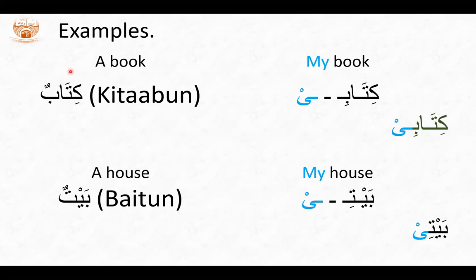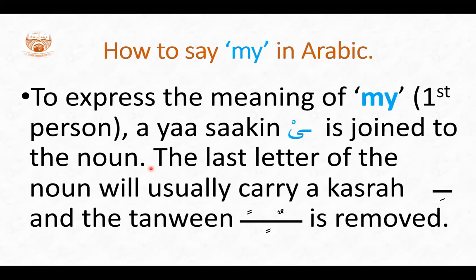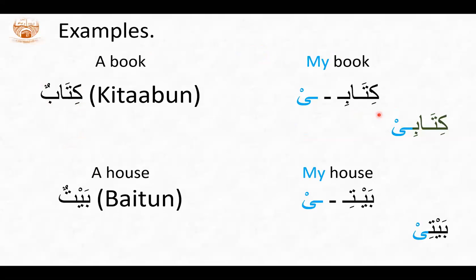How do we say my book in Arabic? What did we mention in the last slide again? The last letter of the noun will usually carry a kasra, and the tanween is removed. And with that kasra, now we add the ya sakin to it. So look at it. Kitabun. What happened to the last vowel? It takes a kasra. What did we add to it? The ya sakin. And we get kitabi, my book.